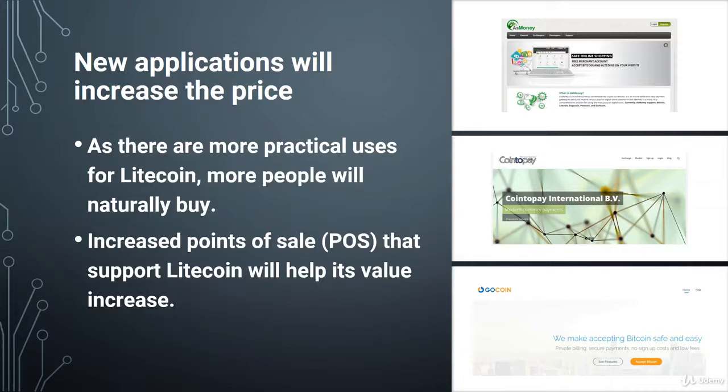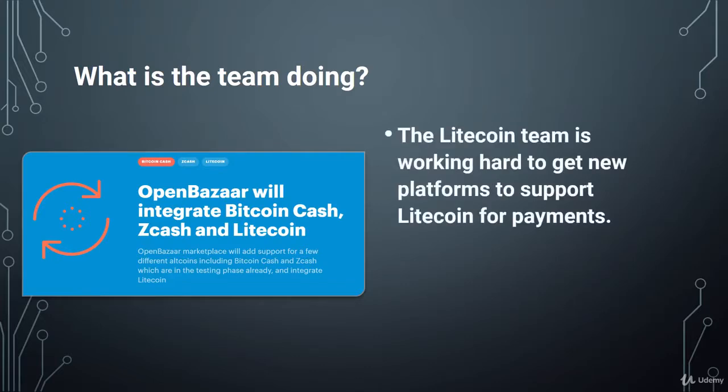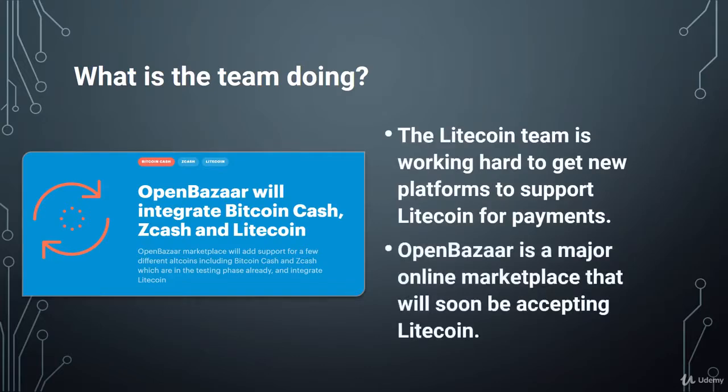The Litecoin team is constantly working on new initiatives to expand the practical use of the cryptocurrency. For example, the team has recently been working with OpenBazaar, which is a decentralized peer-to-peer e-commerce platform, and the team's goal is to get the platform to accept Litecoin for payments. As more of these platforms accept Litecoin as a payment option, we will see more real usage of the coin. Now, we've already seen that a lot of points of sale do accept Bitcoin in comparison to the other cryptocurrencies, and the future is looking bright for Litecoin.